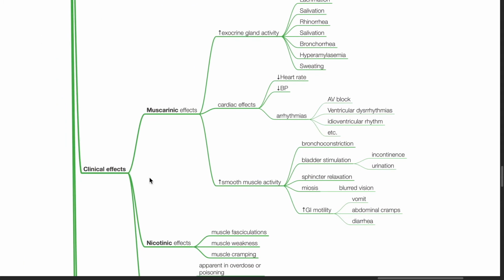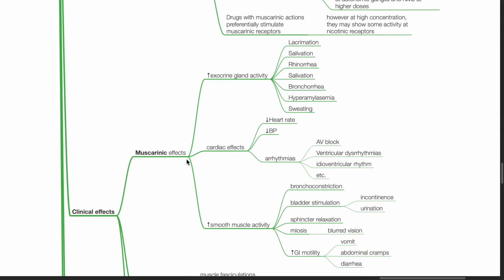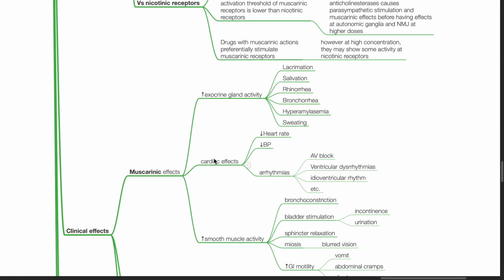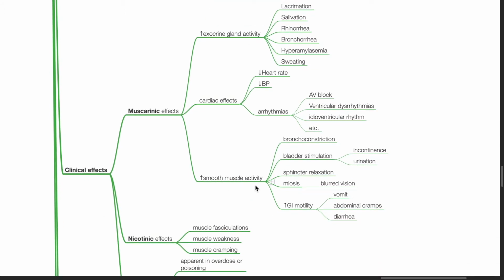Clinical effects. Muscarinic effects include increase in exocrine gland activity resulting in lacrimation, salivation, rhinorrhea, bronchorrhea, hyperamylasemia, and sweating. Cardiac effects include bradycardia, hypotension, and arrhythmias such as AV block, ventricular dysrhythmias, idioventricular rhythm, etc. There is increased smooth muscle activity resulting in bronchoconstriction, bladder stimulation, incontinence and urination, sphincter relaxation, miosis and blurred vision, and increased GI motility resulting in vomiting, abdominal cramps, and diarrhea.